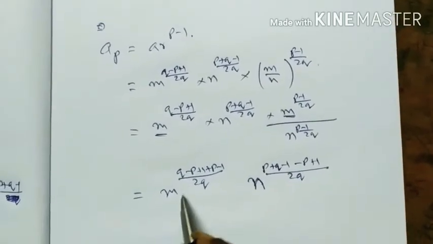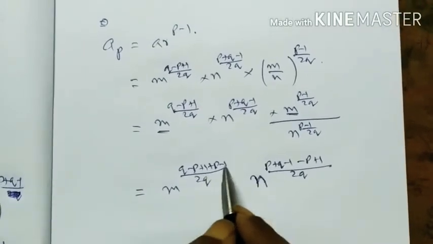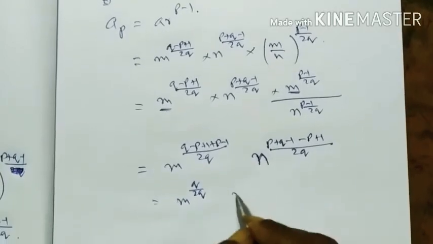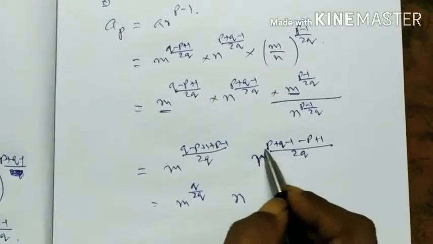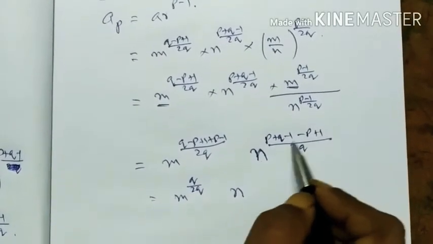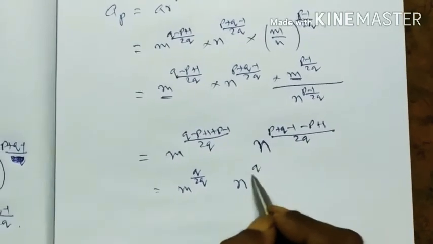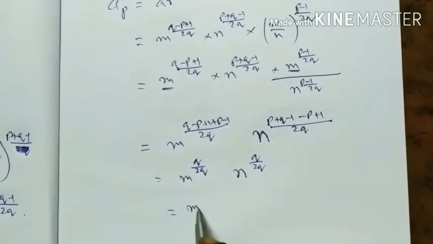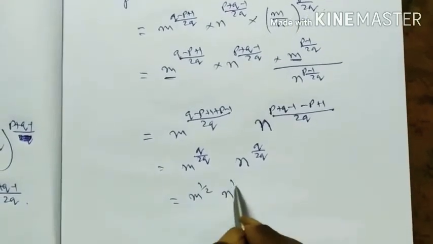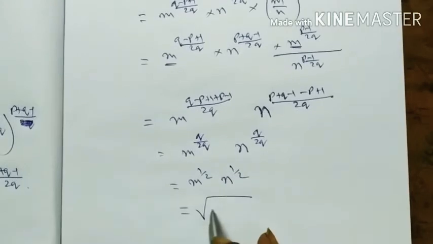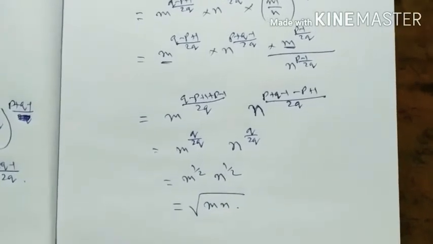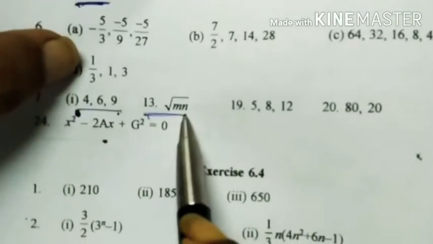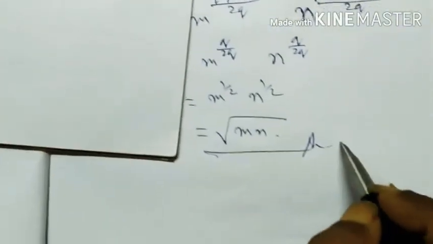Now here you see that P and P cancel out, 1 cancels out, so M to the power of Q by 2Q remains here. Similarly for N, P and P cancel out, minus 1 plus 1 cancels out, so Q by 2Q. Now Q and Q cancel out, so M to the power of 1 by 2, N to the power of 1 by 2. This is equal to root MN. Now let me see the answer. What is given in the answer? See, it is root MN. This is your answer.